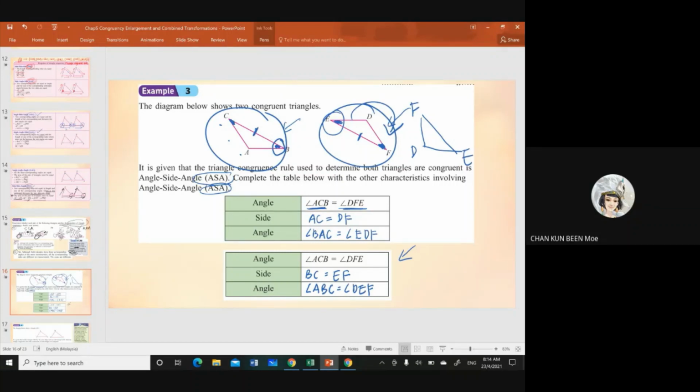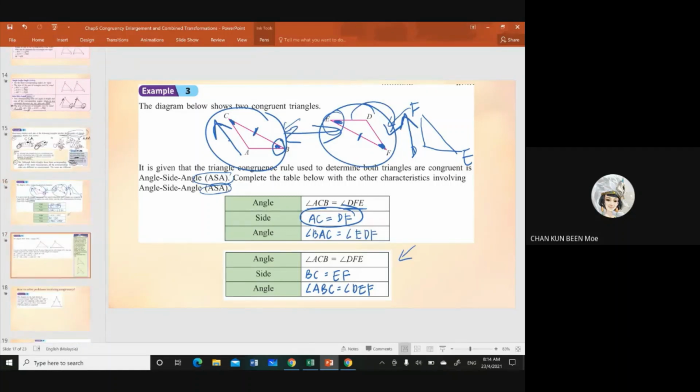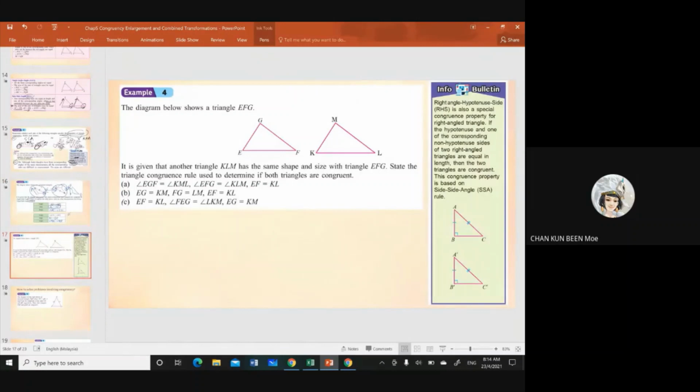So AC is equal to DF. So for example, this one, AC equal to DF. Then it will be easier for you to compare. If you have no problem comparing these two, then you just go ahead. You don't have to redraw. Okay?